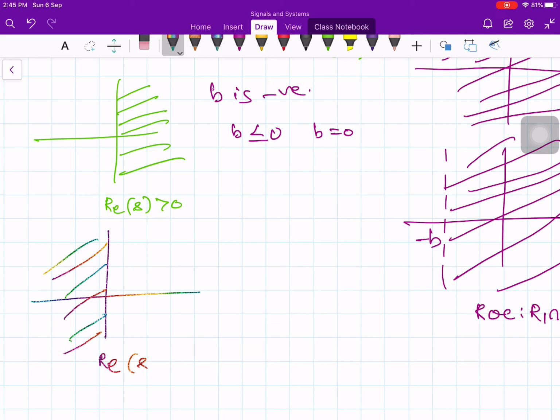Now what will happen in this case? There is no overlap. Okay. If you find the common area, this is R1 and this is R2. If you find R1 intersection R2, then there is no overlap, it is empty. So in that case, X of s does not exist. Okay, you cannot find the Laplace transform.